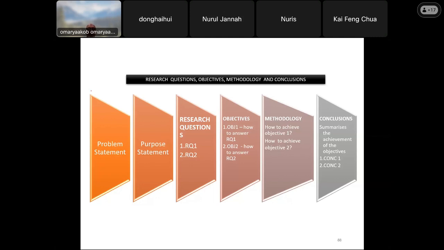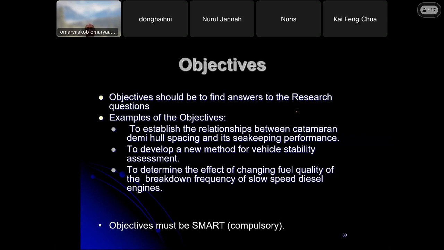Right, so you should see the scheme again here: problem statement, purpose statement, research question, objective, methodology, and conclusion. So the objective should be to find answers to the research question. For example, these are another 3 examples. The objectives are to establish the relationship between catamaran demihull participating and its seakeeping performance, to develop a new method for vehicle stability assessment, and to determine the effect of changing fuel quality on engine breakdown. So you see, establish, to develop, to determine. These are the 3 words, like what Maurice asked just now.